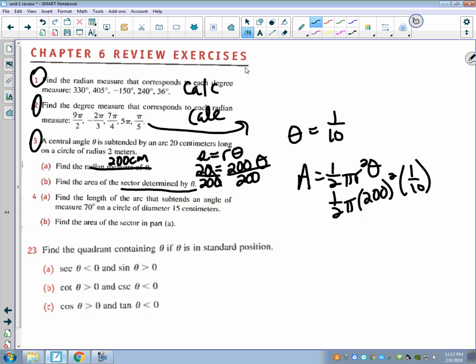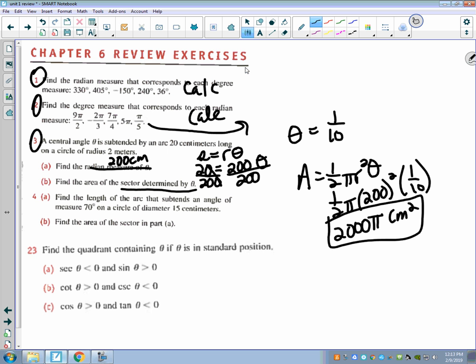And so then 200 squared divided by 10 divided by 2 gives me 2,000 pi centimeters squared. If you did that as meters, you would take 2 squared divided by 10 divided by 2, which would be 0.2 meters squared. And I think that those are equivalent in terms of square meters. We can have a metric talk when I get back.